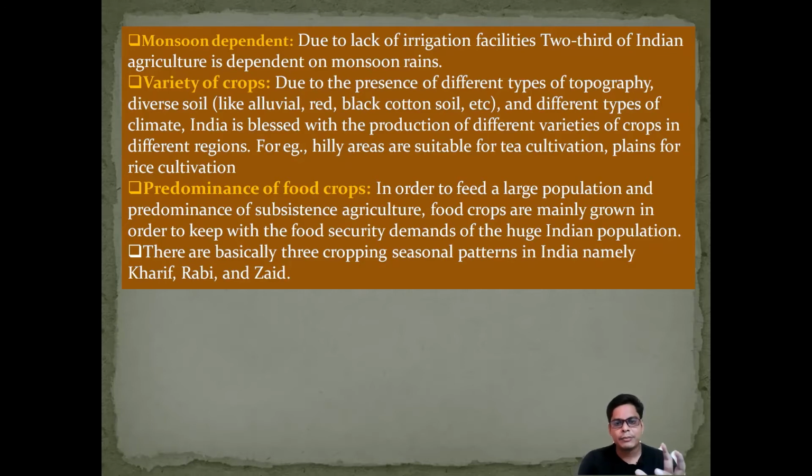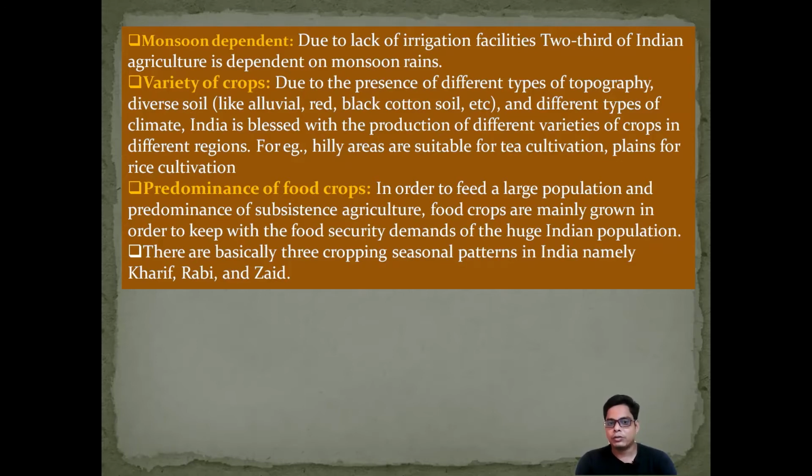So every region has some special type of crop. If you take rice, it is produced in the states of West Bengal and Odisha. So every state or region of India is specialized in a different type of crop. So this thing we have to understand: we can do agriculture with a variety of crops.